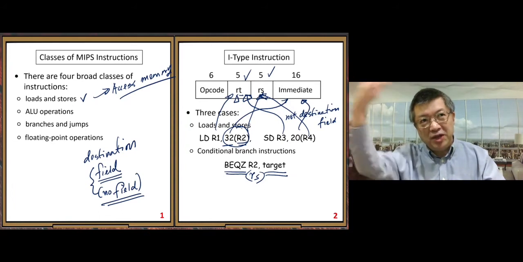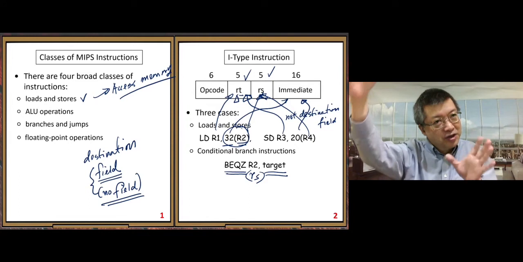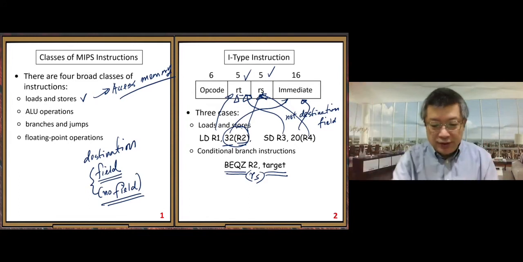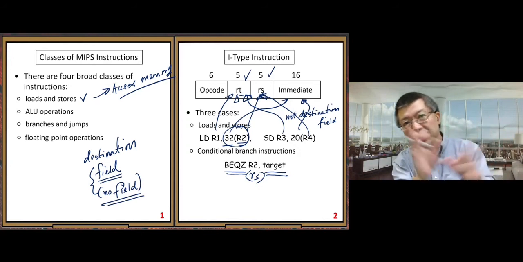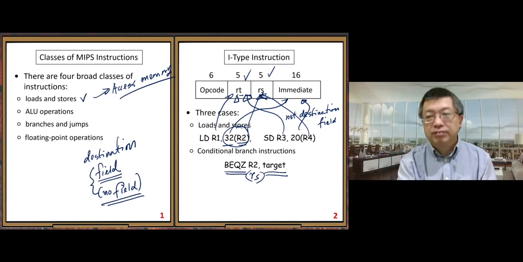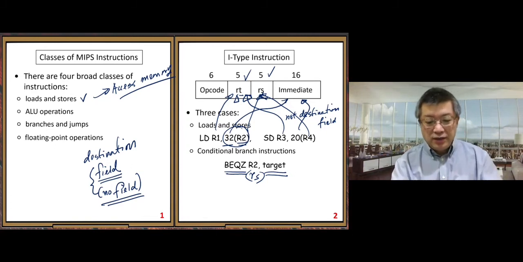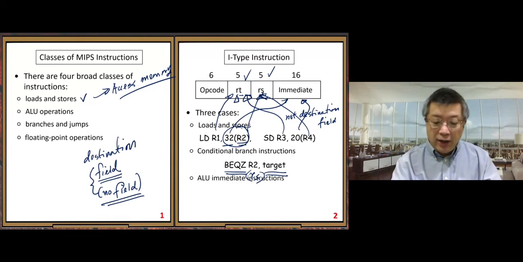Now the displacement: that constant number you need to add to the PC address, the address stored inside PC. So we call it PC relative displacement. So this target. That's the conditional branch instruction.